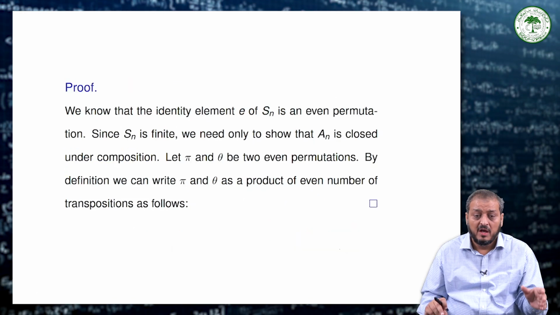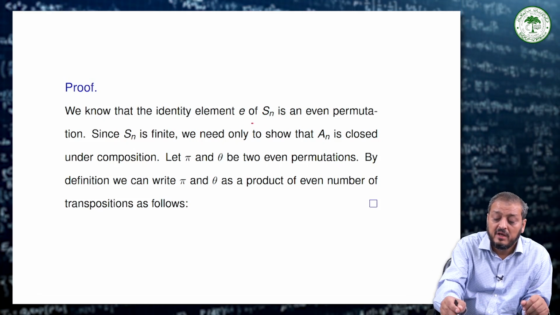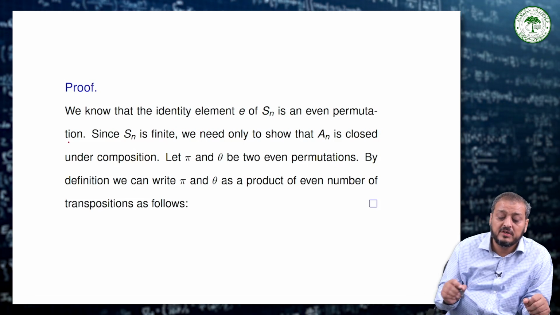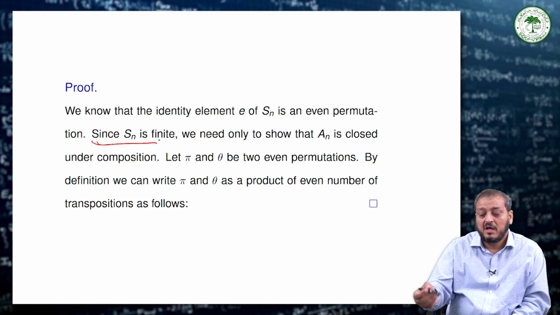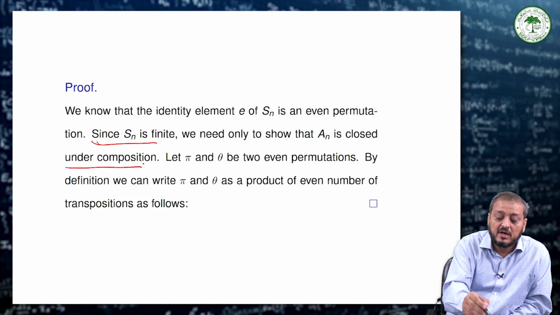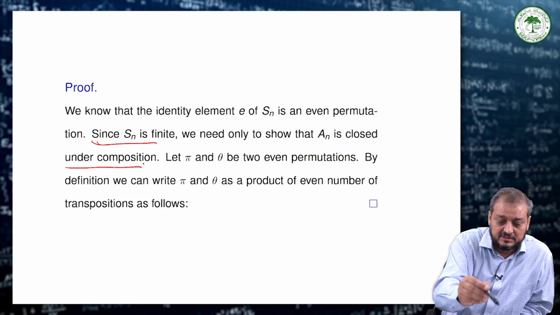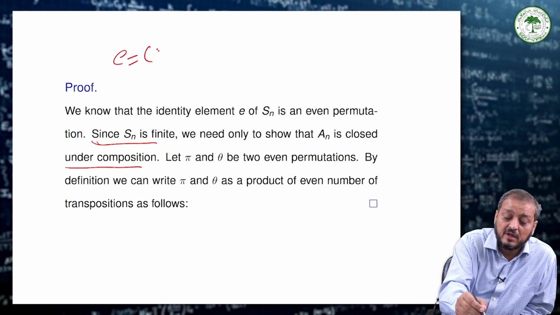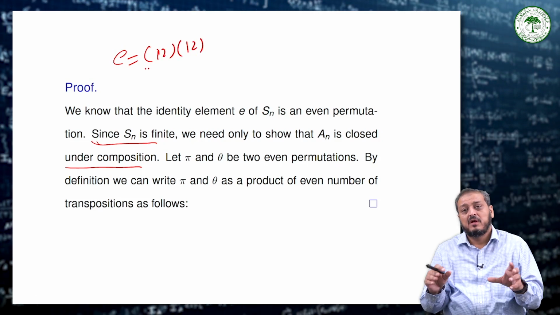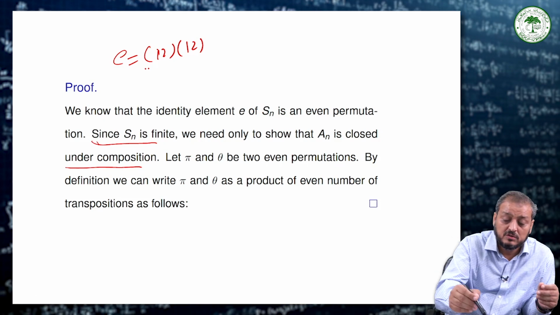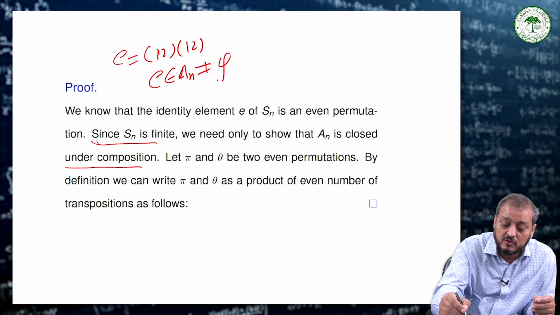If we show that, then we can say that An is a subgroup of the group Sn. I already explained that the identity element e of Sn is an even permutation. Since Sn is finite, we need only show that An is closed under the composition of functions. Just like I said, e can be written as a composition of 2 transpositions, so the identity is even. This means e is an element of An, so An is clearly non-empty.